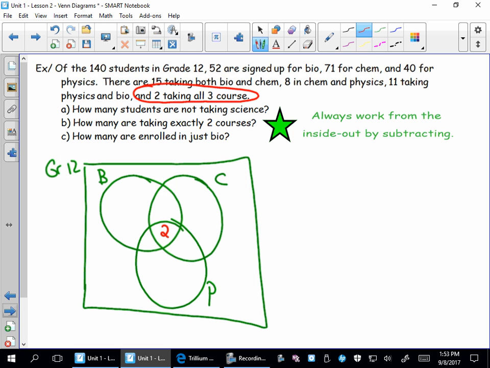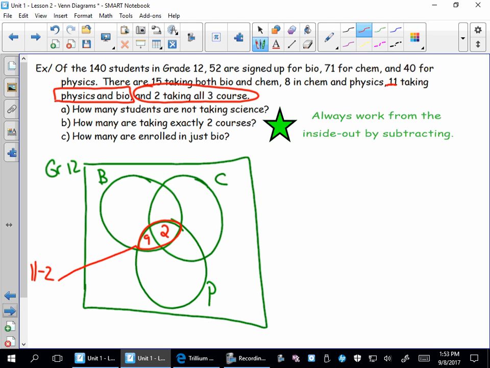If we look at the next overlap, we work our way backwards, physics and bio. Well, there's supposed to be 11 people taking that. But physics and bio, which is right here, is supposed to add up to 11. But we've already got some people in that circle. We've got 2 of them. So this is really 11 minus 2, or in other words, 9.